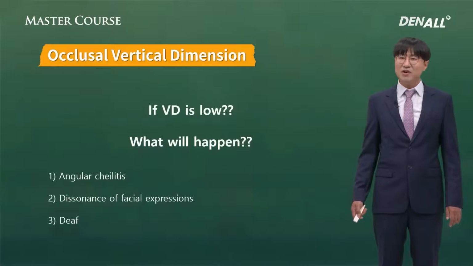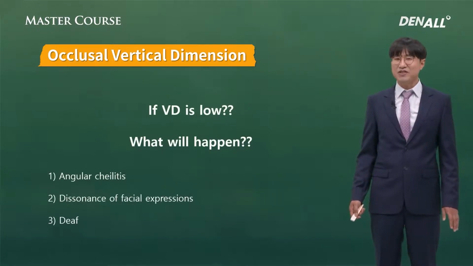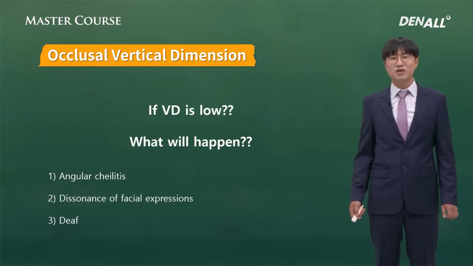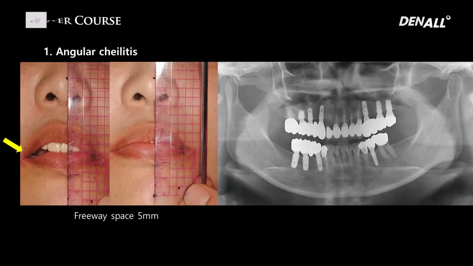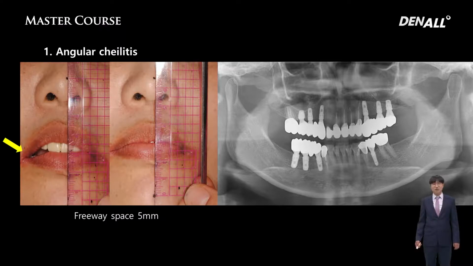When VD is low, what problem would it present? When we were in dental school, we learned and took exams on this topic quite a lot. The problems include angular cheilitis, dissonance of facial expressions, and depth. Let's look at this case. Before prosthetic restoration, there was a huge freeway space discrepancy of 5 millimeters. Angular cheilitis is observed. So in such a patient, there is a high probability that VD is low.